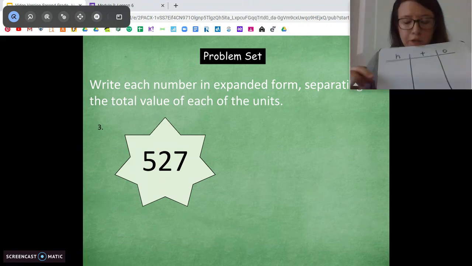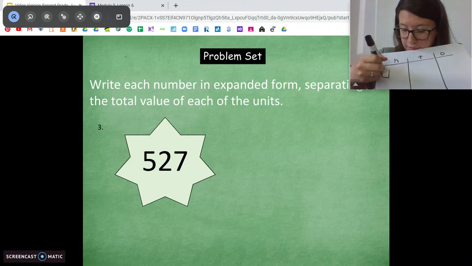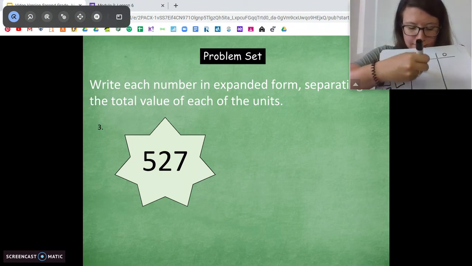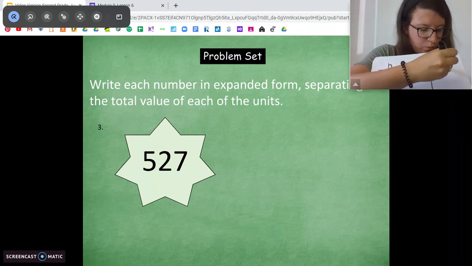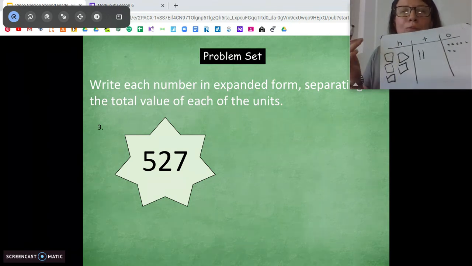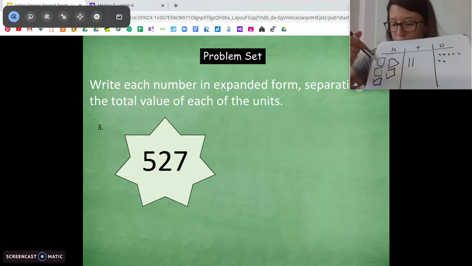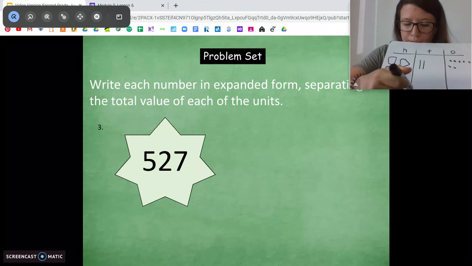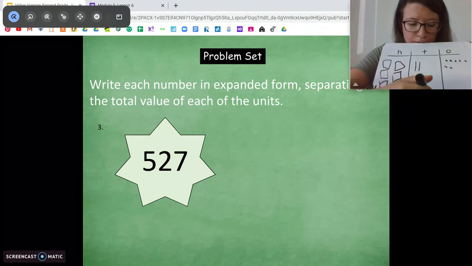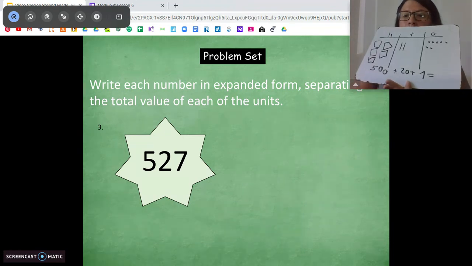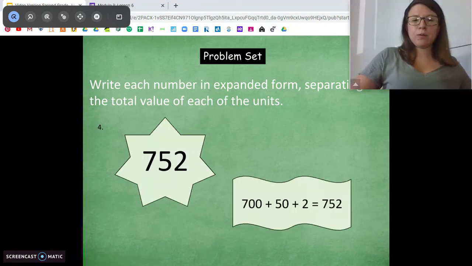Okay, here's my chart. I'm going to start with my hundreds. I see 5 hundreds. Can't draw squares upside down very well, I'm sorry. 2 tens, 7 ones, 4, 5, 6, 7. So I'm going to now write an expanded form. Write the value of each unit. 100, 200, 300, 400, 500 plus 10, 20 plus 7 equals 527. Awesome. Good work.